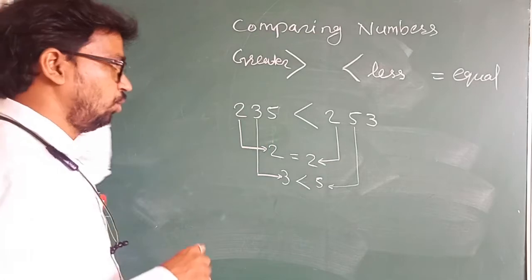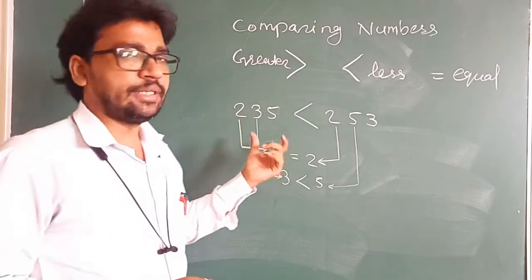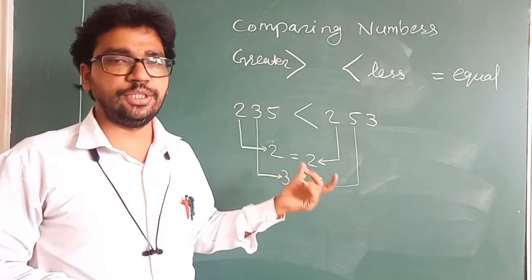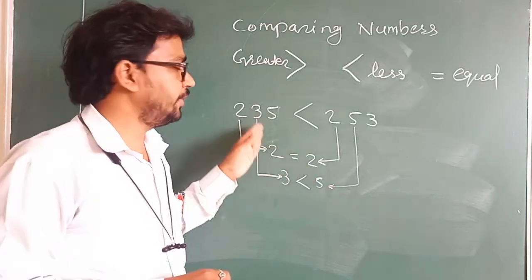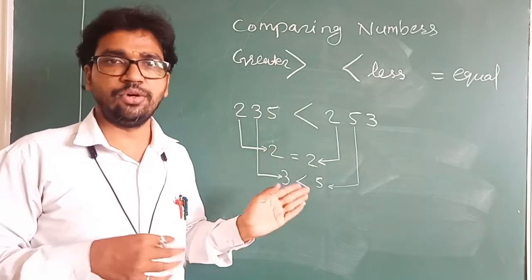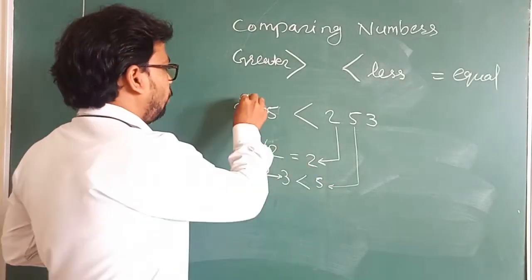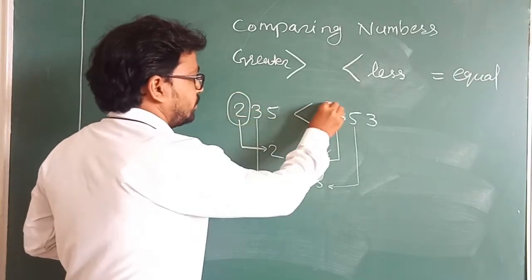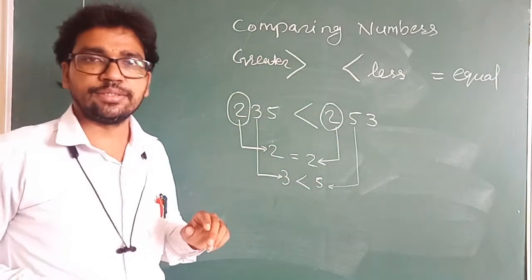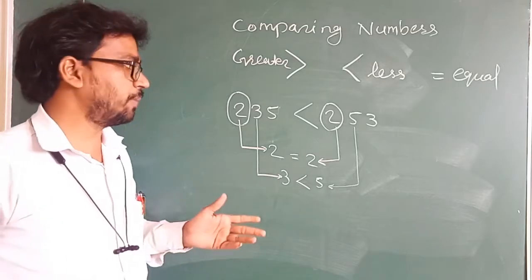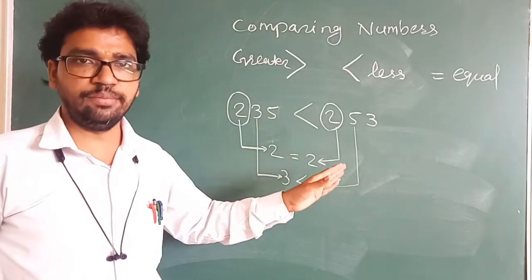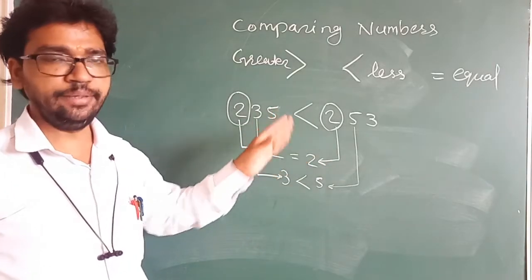Got it? So whenever we compare numbers with each other, we have to find which place value is bigger or smaller. If both numbers have the same hundreds place or thousands place, then we have to compare the next one, the tens place.